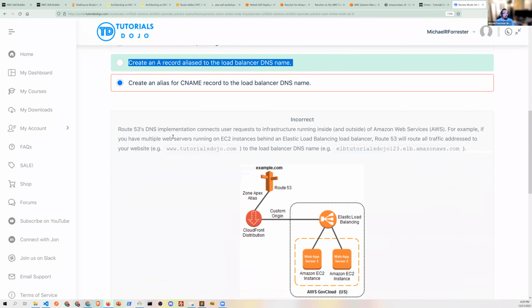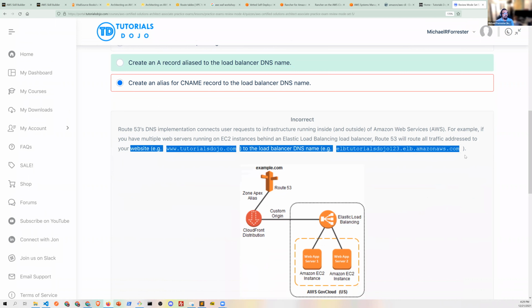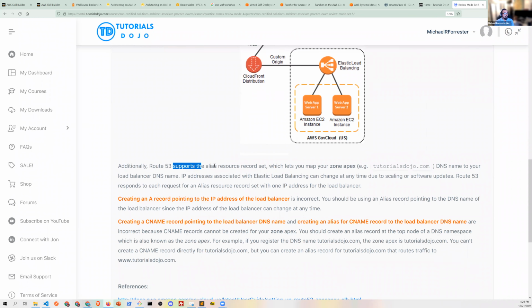So here, what's happening is, if you have multiple web servers, it's going to route all the traffic to our website to the load balancer DNS name, right? It will also support alias record resource sets, which lets you map tutorialsdojo.com to your load balancer DNS name. Route 53 responds to each request for an alias resource record set with one IP address for the load balancer. It returns one of the IP addresses that is currently active for the load balancer, because there could be a bunch of them.